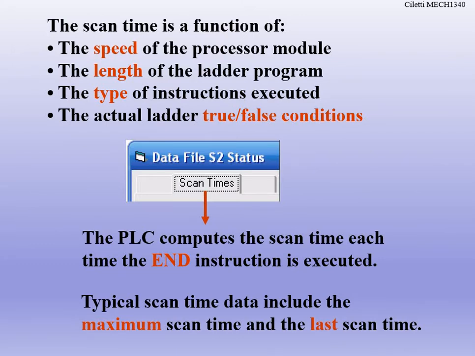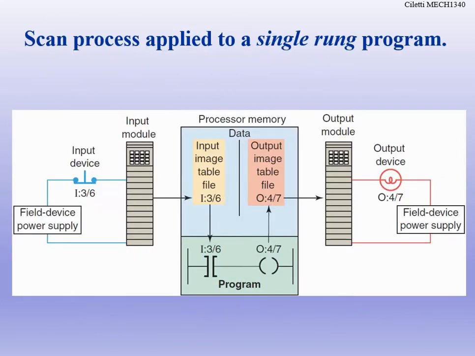All right, so scan time. It's the speed of the processor module and the length of the ladder program. If you've got a really long program, yeah, it's going to take a little while to get through all the rungs. And when I say a little while, I'm still talking milliseconds, not a second. It's also based on the type of instructions, whether we're using timers, counters, different things like that that impact how the program's functioning. Okay, so the PLC computes the scan each time the END instruction is executed. It starts on your first line, goes down, ends on your last line, and that's a complete scan, as we call it.